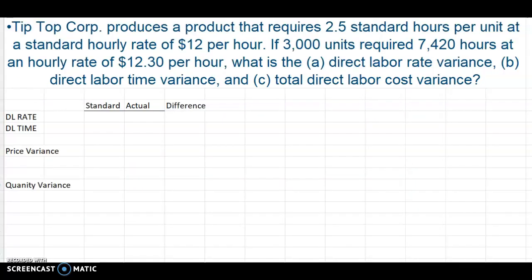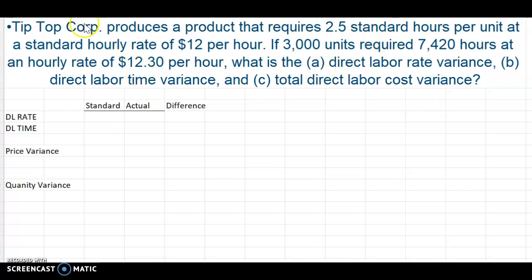Okay, so the problem is going to work the same as direct materials, but now we're looking at direct labor instead. So I've changed the heading. Instead of price, it says rate, and instead of quantity, it says time. But everything else is the same. As always, the hardest part is going through the information given and picking out the important parts and identifying what they are.